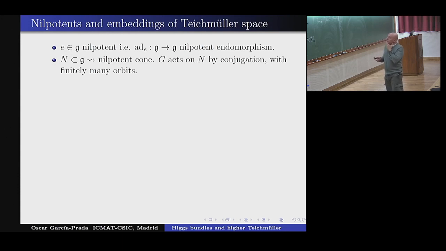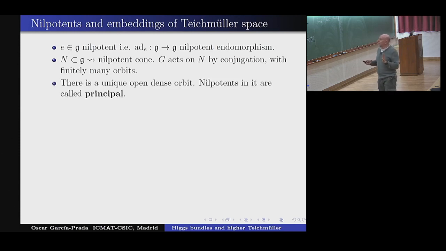Recall that a nilpotent element is one for which the adjoint of this element is a nilpotent endomorphism of the Lie algebra. And we have inside the Lie algebra the cone of nilpotent elements. For the moment, all this is a complex story. So G acts on N by conjugation and has finitely many orbits. Now, there is one particular orbit, an open dense orbit, and nilpotents in this orbit are what are called principal nilpotents. These are very well-known objects studied by Kostant and many other people.